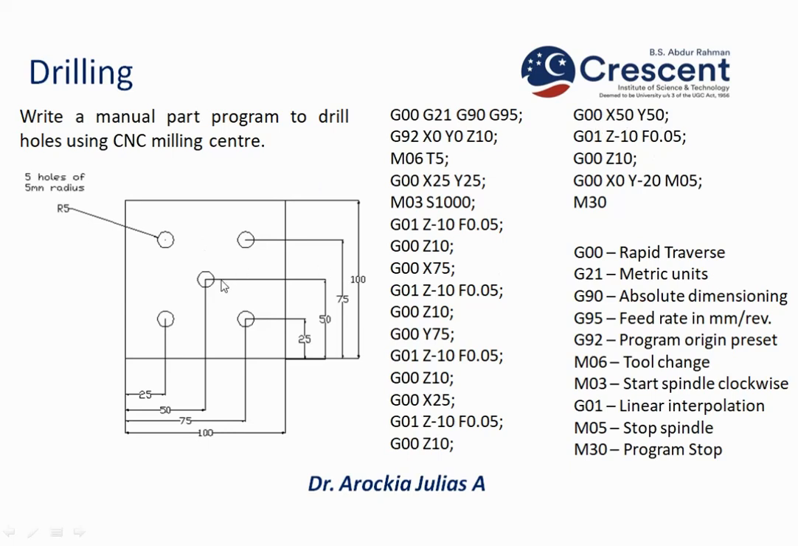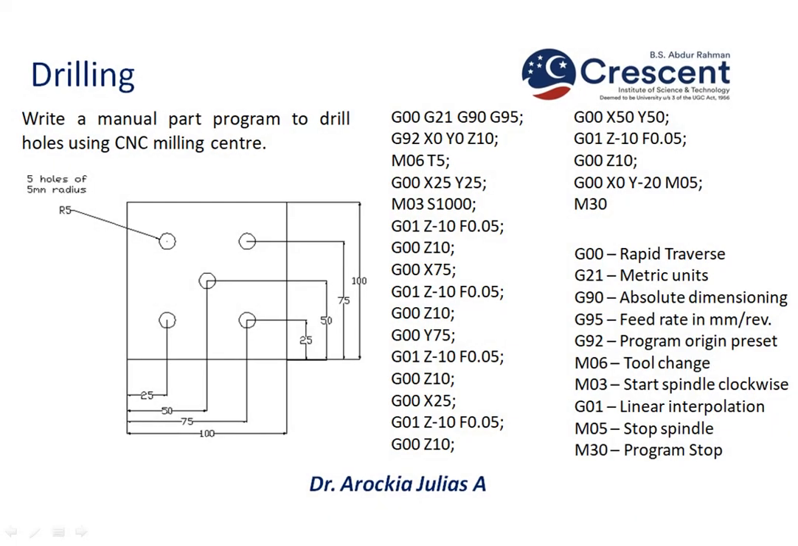So this is the final hole. We again use G00 X50 Y50. It's the center point, so both the x value and y value are changing. So we move to the hole in the middle of the workpiece. Now we again drill it. G01 Z minus 10, F 0.05 and G00 Z10 for retraction. Now going to the reference point, M05 to stop the spindle and M30 to stop the program.